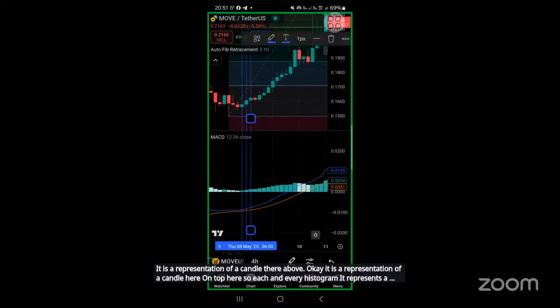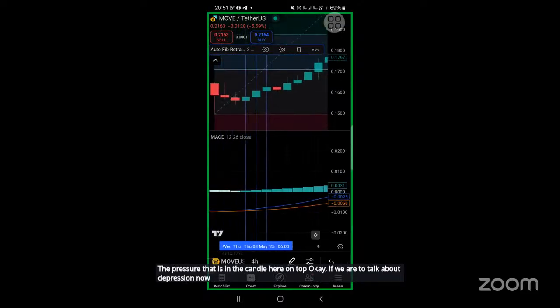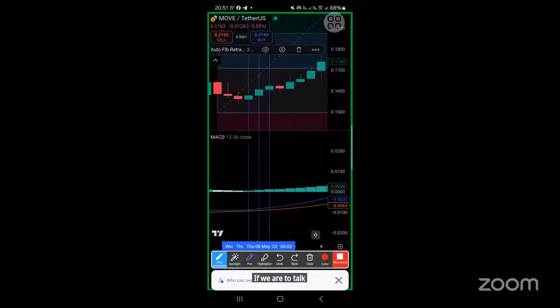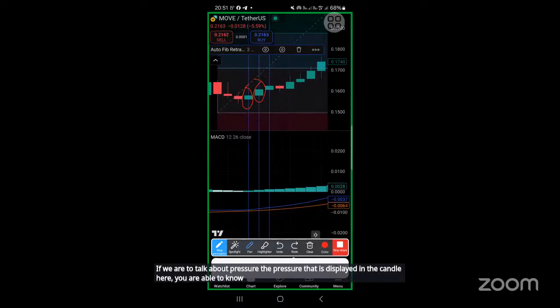Now, if we are to talk about the pressure in the candle here on top, the pressure that is displayed in the candle, you are able to know how strong it is when you look at the size of the histogram down here.